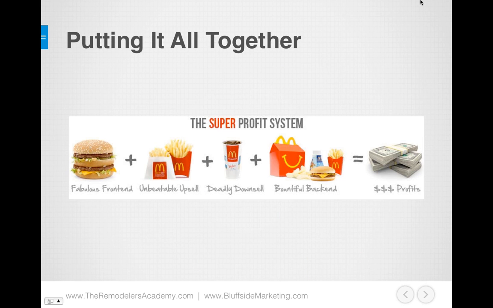And when you put it all together, you have a super profit system, right? They've got unbeatable upsell, and they've got a downsell, they've got cross sells, just so many ways where they just squeeze out every little bit of income they can in every transaction. And that's what makes that company so successful. And so you've got to do that in your business. You've got to really find those areas where you're leaving money on the table, the places where you can increase those transactional values.